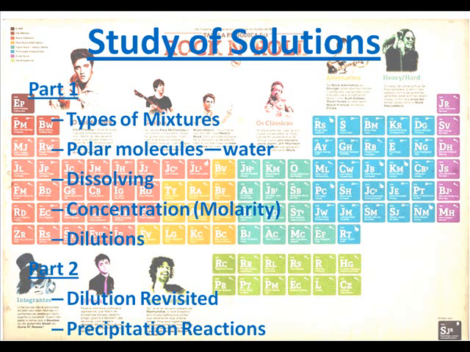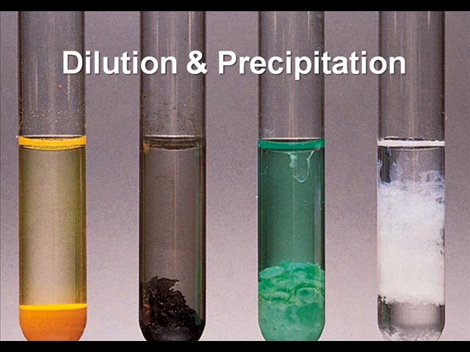We then showed ourselves how to run a calculation for the concentration or molarity of a solution, and then ended with the notion of how do I carry out a dilution of an existing liquid. Now, and this is part two, we're going to take a look again at dilution. We're going to revisit it briefly, and then move into a really big area, which is the area of precipitation reactions. So let's take a look at precipitation and dilution.